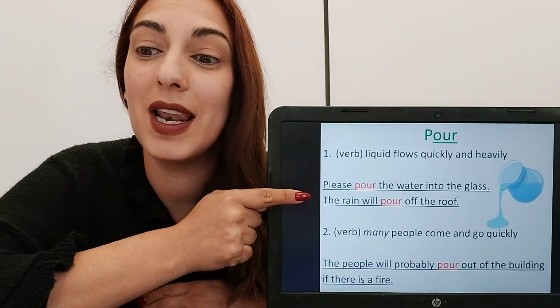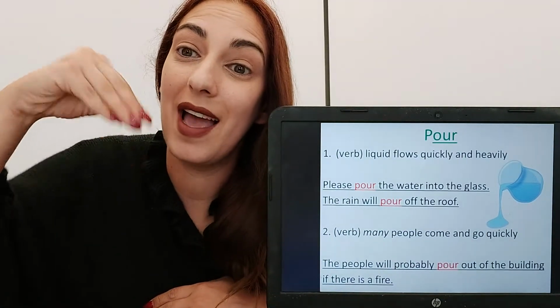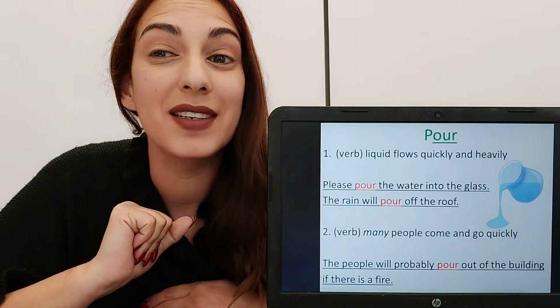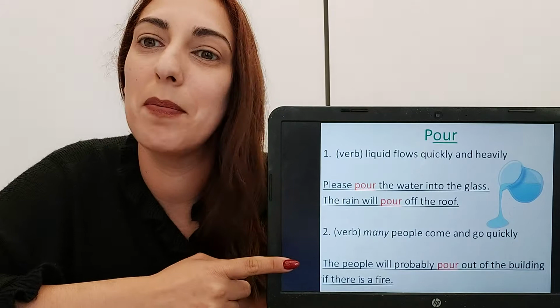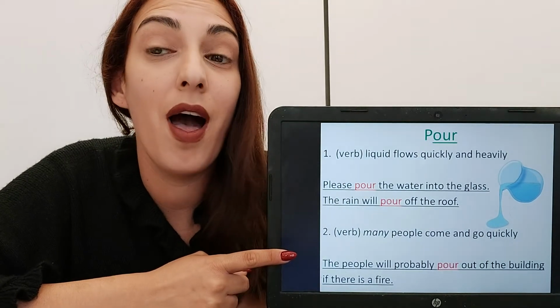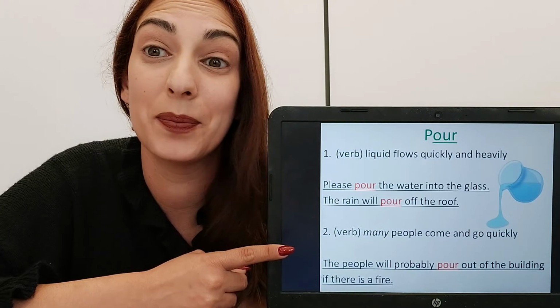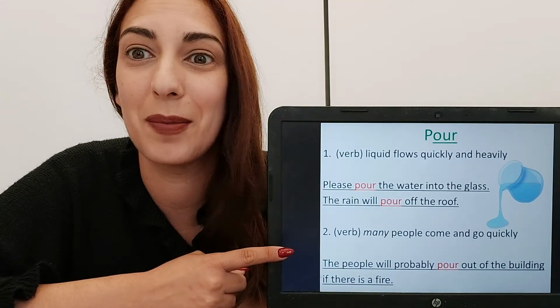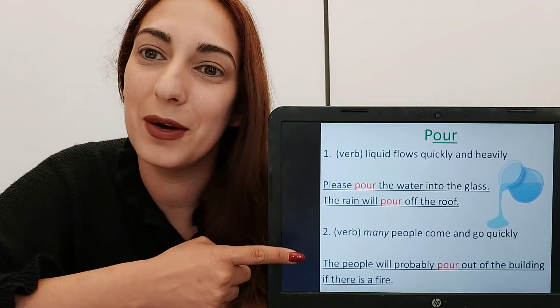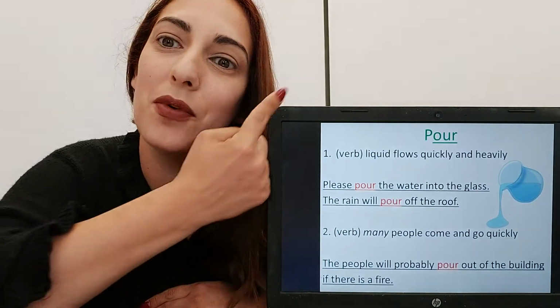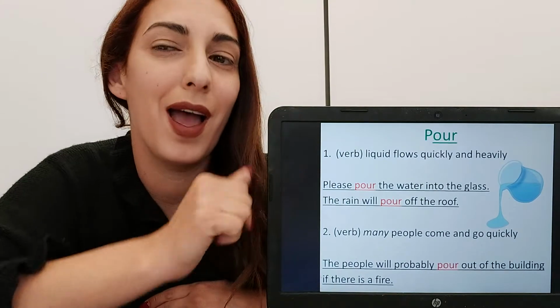It talks about liquid flowing quickly and heavily somewhere. But more metaphorically, it can mean that people, many people, are coming and going very quickly from somewhere. So in and out of a building, for example. So pause the video, read my examples, and compare these examples to the previous slide with poor. And let's move on.